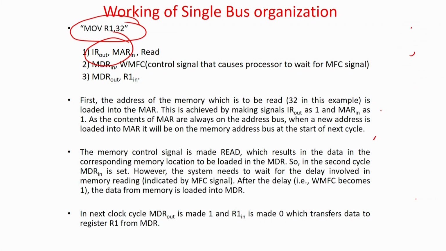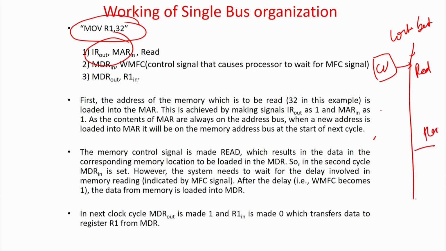Now, next what? Next you have the control bus, which is an external control bus. So, the control unit will generate the value of read to the memory, because this control bus is connected to the memory. This is a memory which is external. The first 2 signals were internal, this is an external signal.